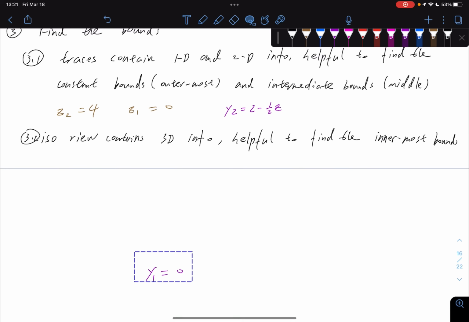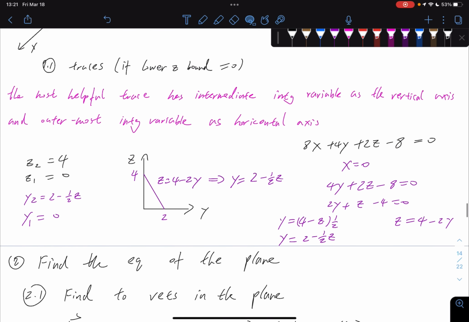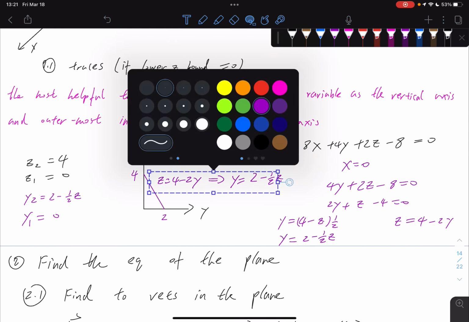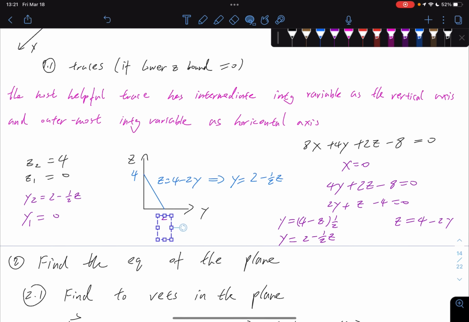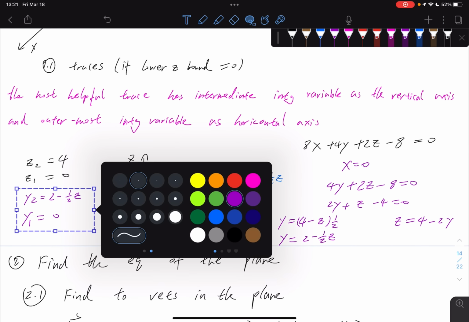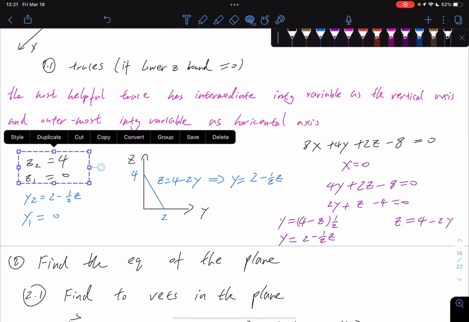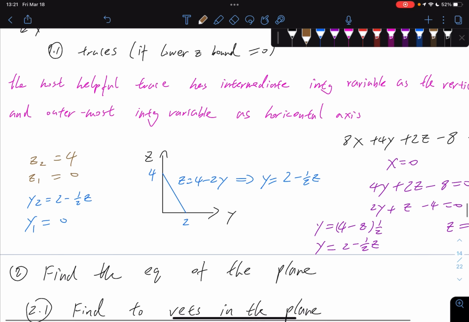y2 is, right, let me color code them. Let me re-color code them. So, right, so the blue, that's the purple, blue, and the blue right here, the blue, and then the brown. Not sure why I use brown though, but you get the idea.